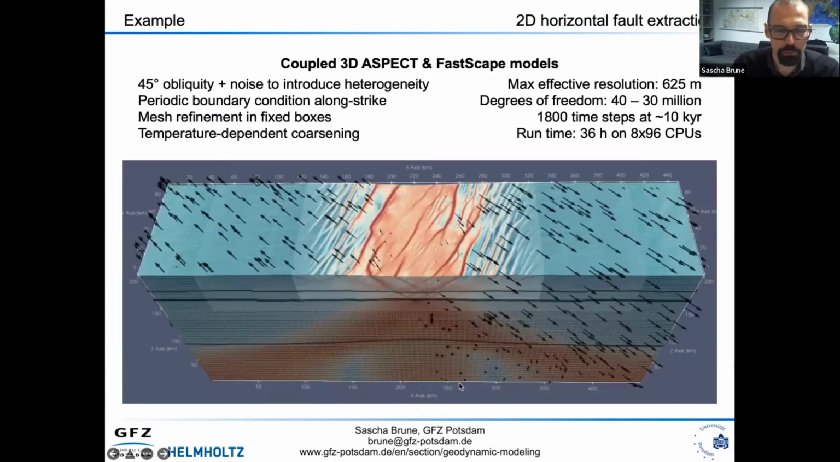But of course, we can also do 3D models, and this is my favorite bit. I have a 3D model where the mesh is refining towards the center.